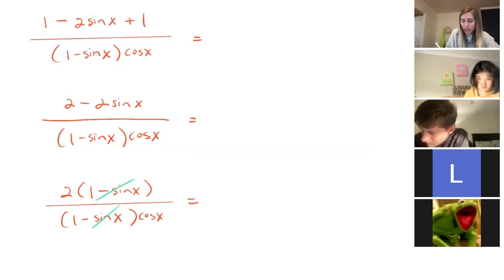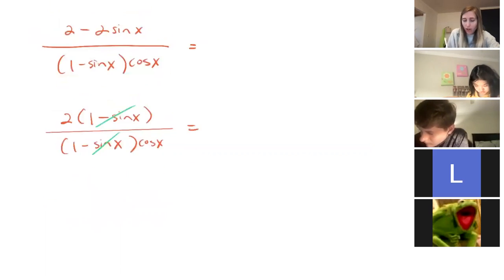Woohoo! Best part when you get to cancel in the numerator and denominator. The reason we're allowed to cancel is that's 2 times the quantity 1 minus sine, and 1 minus sine times cosine. You can cancel across multiplication. So that leaves us with 2 over cosine, which is 2 secant.